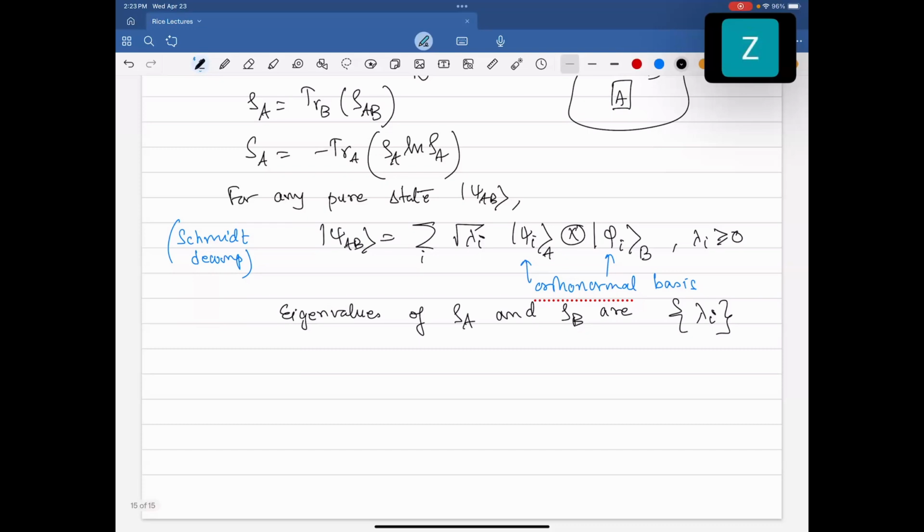And once the eigenvalues are lambda i's, then we can write down the von Neumann entropy extremely quickly. So we can just look at the entropy in the diagonal basis. You can think of it in this way. And this immediately gives you the von Neumann entropy in terms of the eigenvalues.